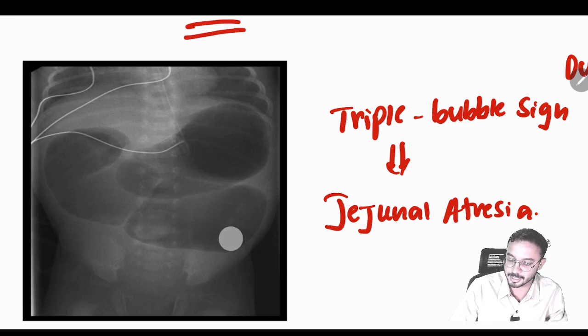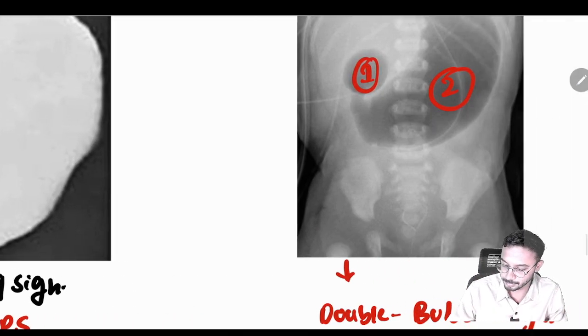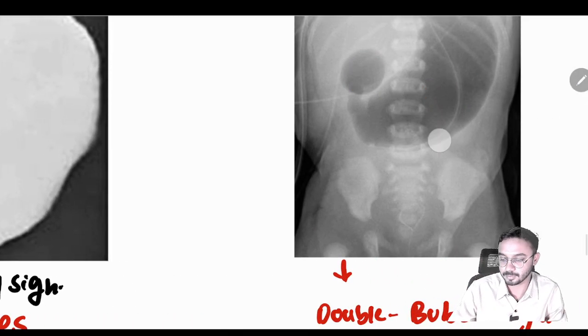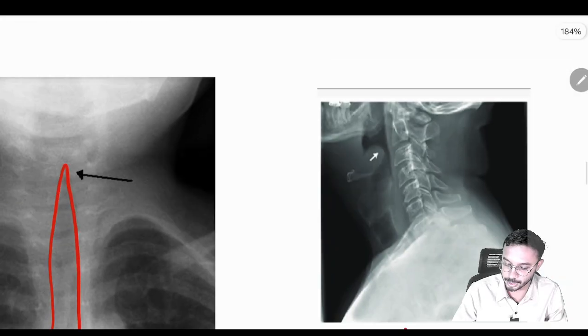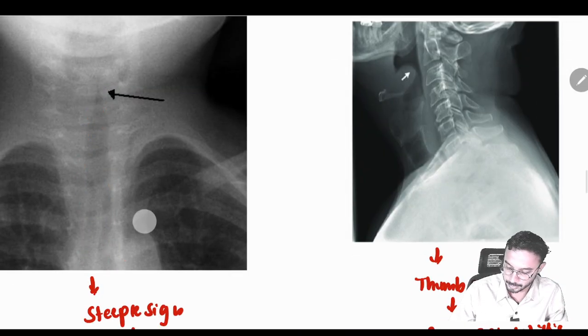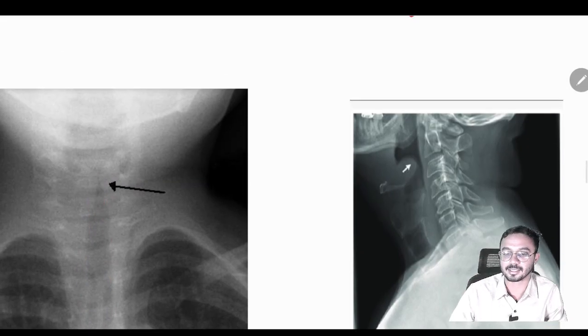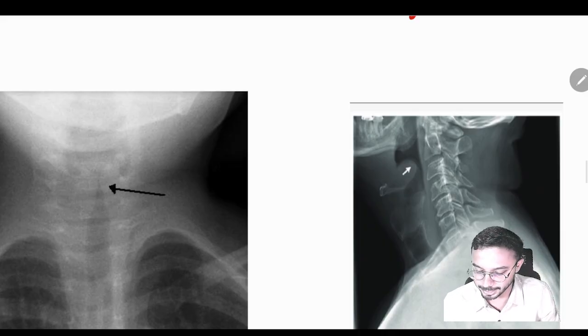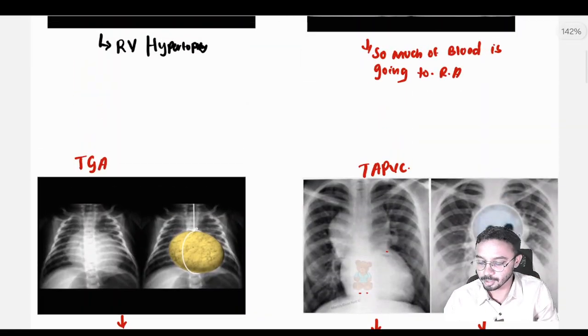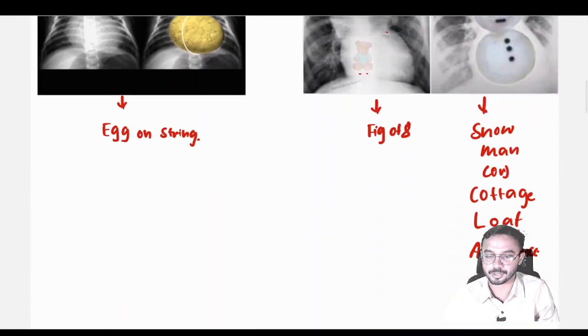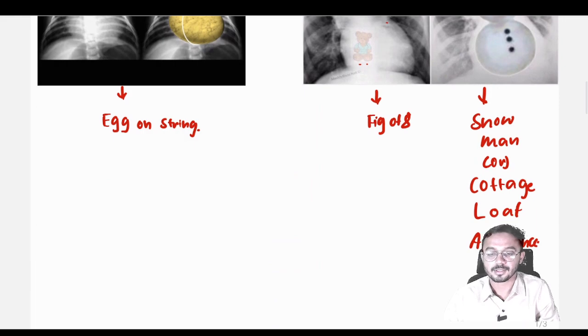In which conditions you are going to see which X-ray signs, I have condensed for you. Double bubble sign and all. Go through these X-rays once. This is very important. Where you will find the thumb sign and so on. This covers the lateral X-rays, laryngoscopy, omega shape, egg on string. All this upper part is very important for your exams. And this is about chest X-rays in pediatrics.